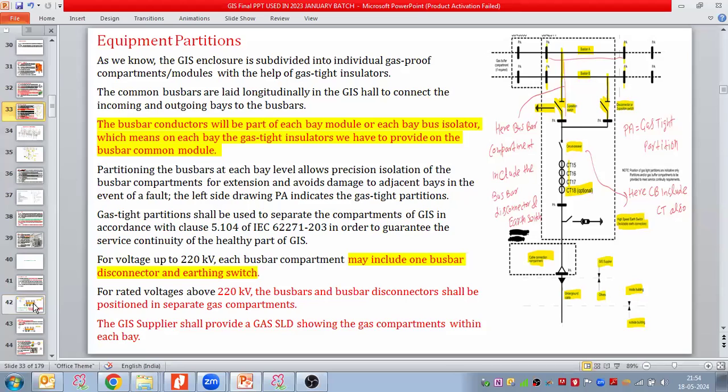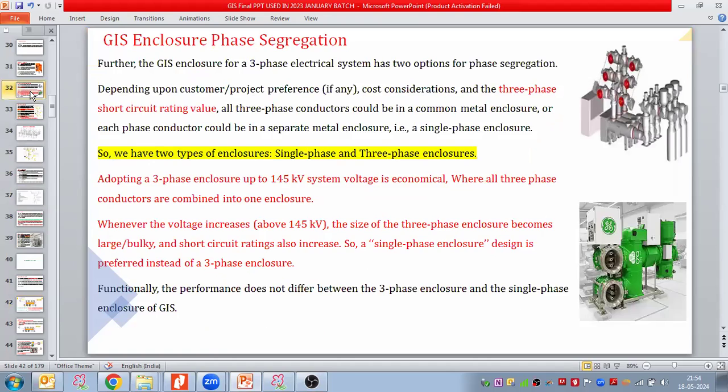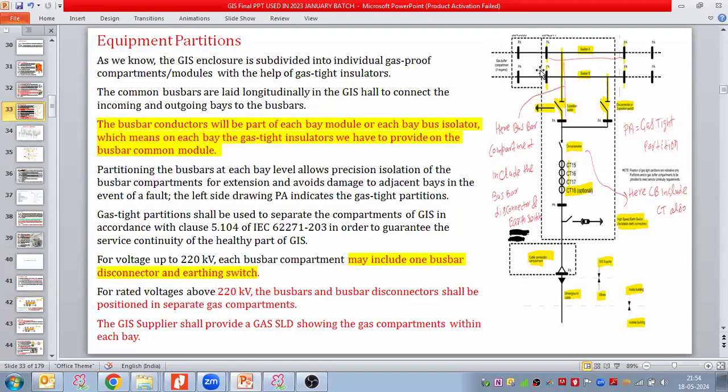When I say gas barrier insulators, I mean this kind of insulator. They allow the conductors to pass, but they do not allow the gas to pass. And this is the support insulator, which allows the gas to pass. So I am talking about these barrier insulators, which do not allow the gas to pass. Back to the discussion: this PA is the gas barrier insulator. So this is point number one, that we divide into different individual compartments.